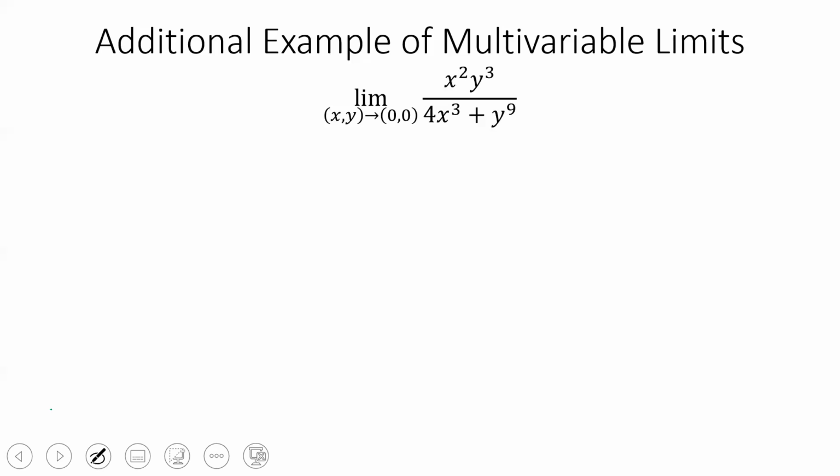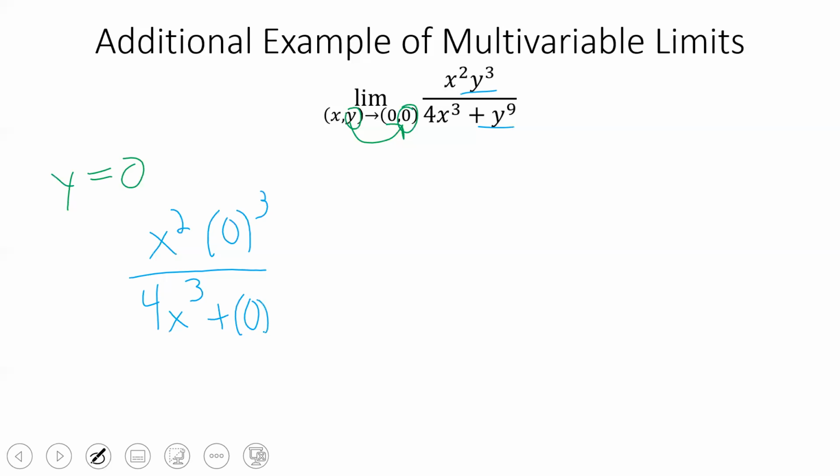One of those techniques, as you may have learned from the other videos, is to hold one of the variables constant in terms of the point we're approaching. So for example, I could hold y constant at 0, so say y equals 0. Plug that into the function. So everywhere I see a y here, I'm going to replace it with 0. So I'd have x squared times 0 cubed over 4x cubed plus 0 to the 9th. And then take the limit of that as the other variable approaches the number it's supposed to approach, which again, in this case is 0.